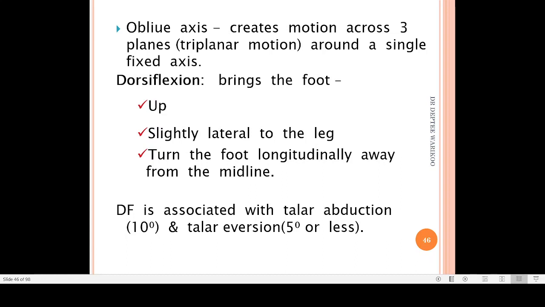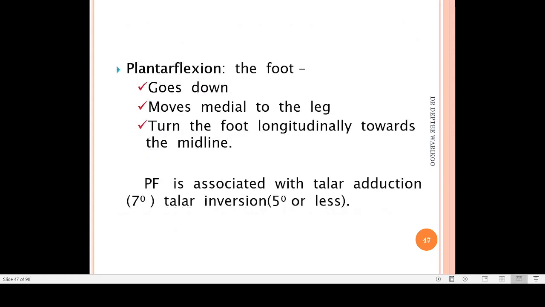First is dorsiflexion, which brings the foot up, moves it slightly lateral to the leg, and third, turns the foot longitudinally away from the midline. This is the triplanar movement of dorsiflexion because of the oblique axis. Dorsiflexion is always associated with talar abduction of 10 degrees and talar eversion of 5 degrees or less. This occurs because of the oblique axis.